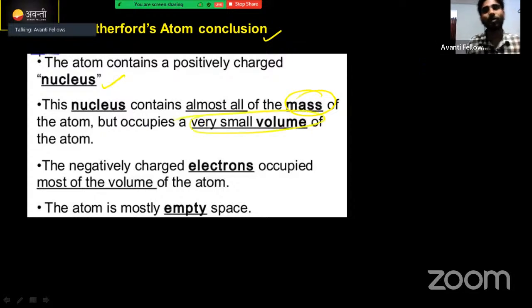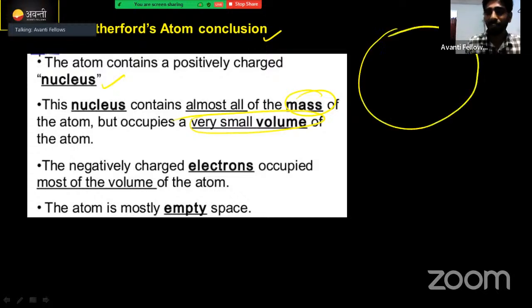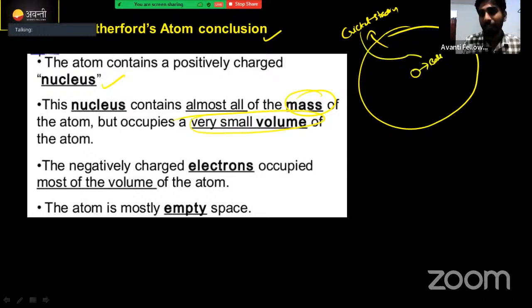Very small volume. Guys, just imagine the nucleus size: if you consider this as a cricket stadium, this much big atom, then the nucleus will be the size of a cricket ball. The nucleus is the size of a cricket ball, which means the maximum amount of mass will be occupied in this ball, clear? The remaining part is all empty.